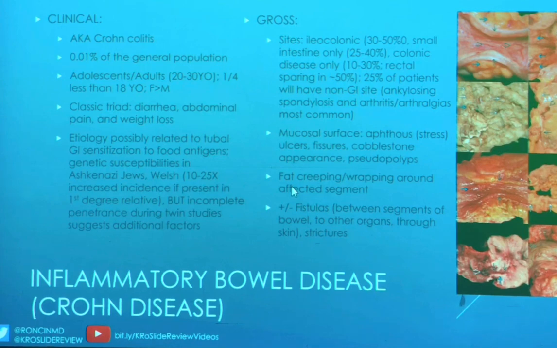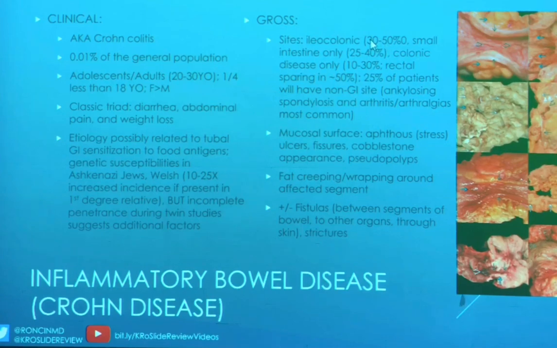And the idea is that the etiology is likely related to sensitization of the GI tract. We do see increased incidence in Ashkenazi or Eastern European Jews, as well as the Welsh population. There's quite a significant increased risk of developing Crohn's disease if it is present in a first degree relative. However, when they did twin studies, there was incomplete penetrance, so that suggests there's something else. It may be an environmental factor that elicits the Crohn's disease in a patient.